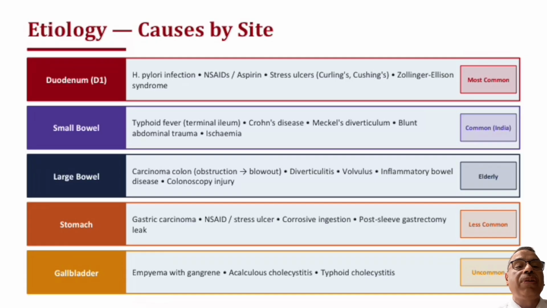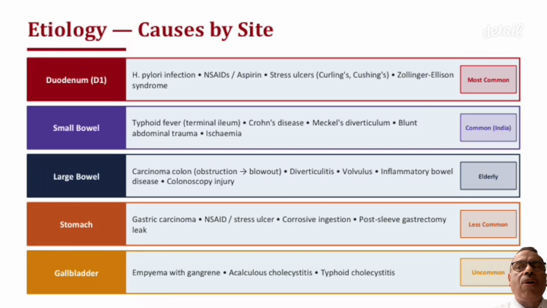Diverticulitis leading to perforation of large bowel remains one of the common causes, especially in the elderly population. Volvulus, inflammatory bowel disease affecting the large gut, especially ulcerative colitis, and instrumentation like colonoscopic injury, if done incorrectly, would also lead to large bowel perforation. All these conditions affecting the large gut are more common in elderly patients.